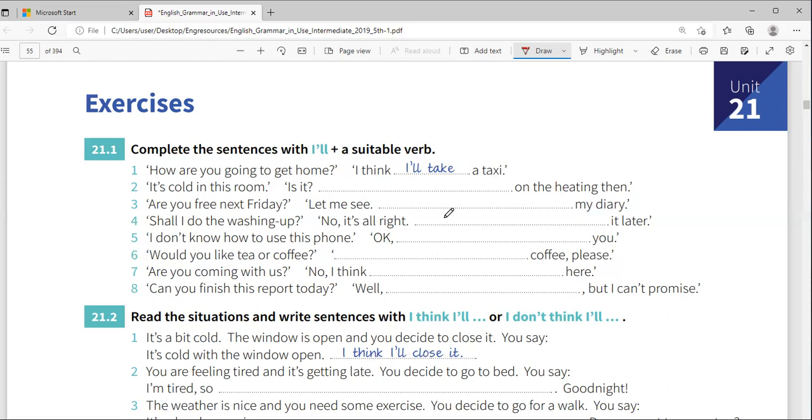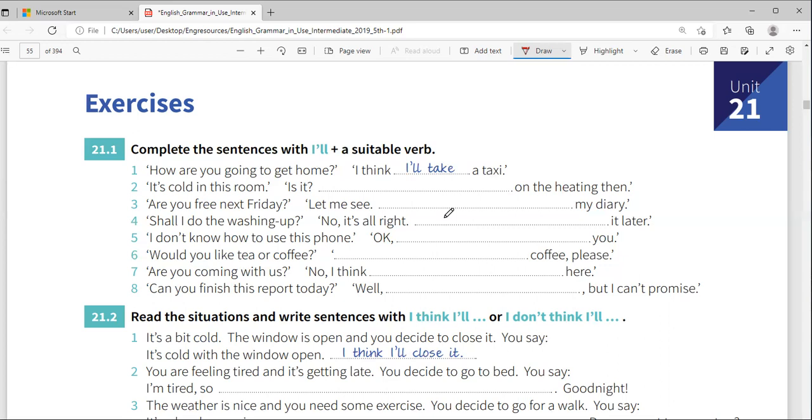So try number 3. Are you free next Friday? Oh, okay. I was absent-minded. Yes. Are you free next Friday? Let me see. I'll check. Let me see. Should we?